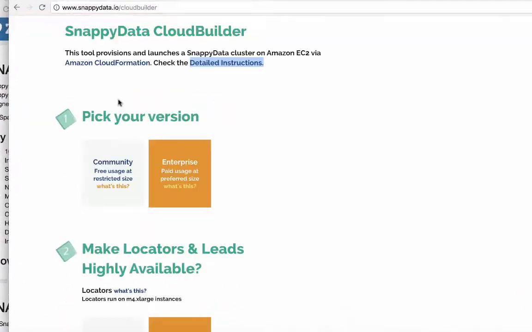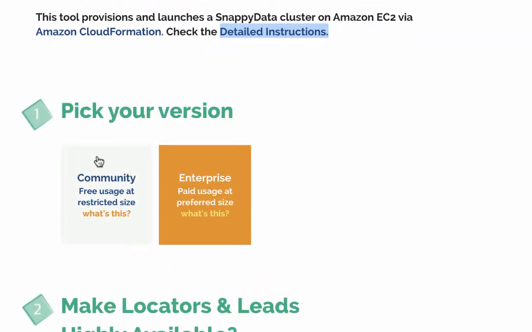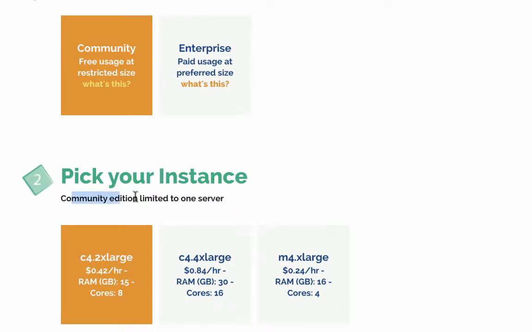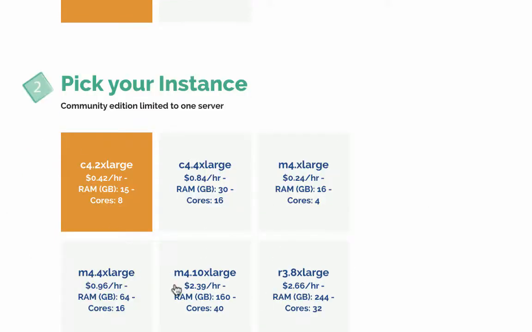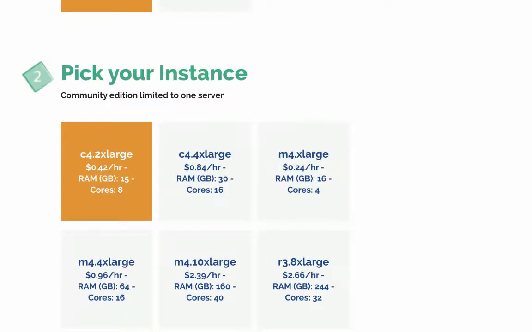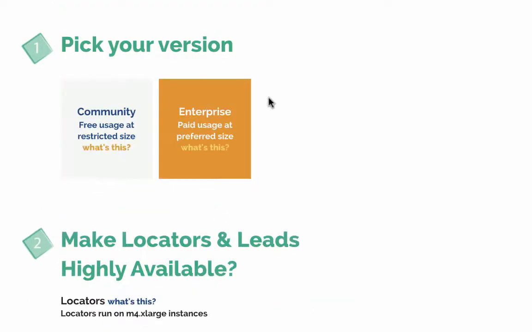Just to start, the first option you're given is whether to pick the community version or the enterprise version. The community version is free, but it limits you to one server. So in the community version, essentially you can pick any server you want and you'll pay for the server, but you won't pay for SnappyData itself. I'm going to show you the enterprise version today because there are a few more options to go through.